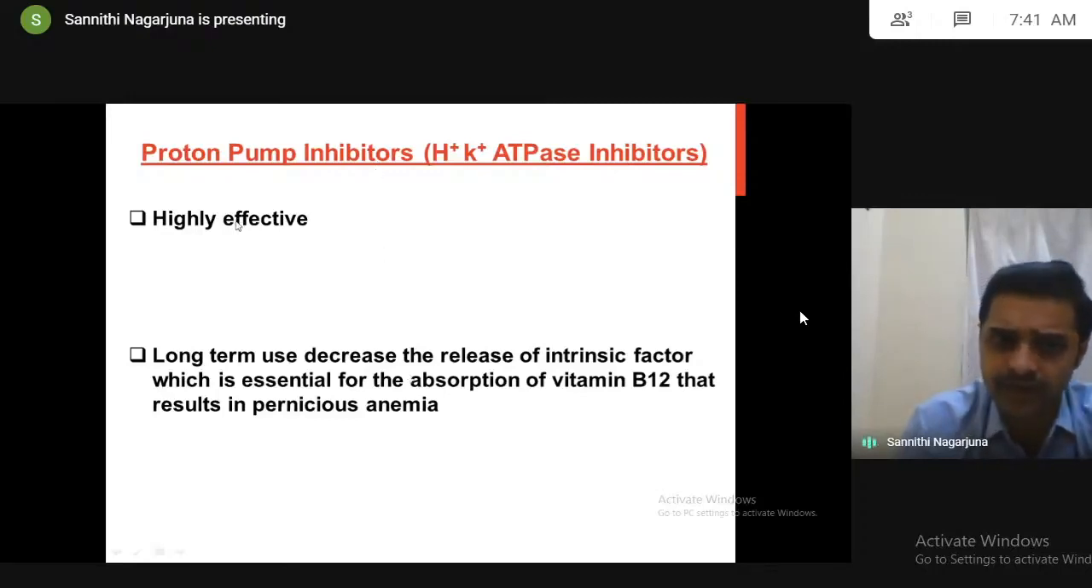See, proton pump inhibitors are highly effective. If you use these drugs for a long time, they decrease the release of intrinsic factor. Actually, this is essential for the absorption of B12. If you stop the release of intrinsic factor, the absorption of B12 will be impaired. That leads to anemia.